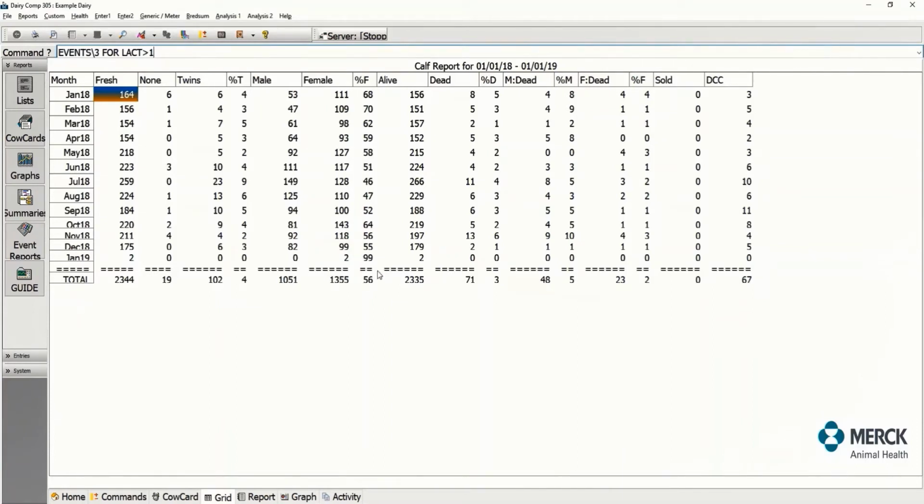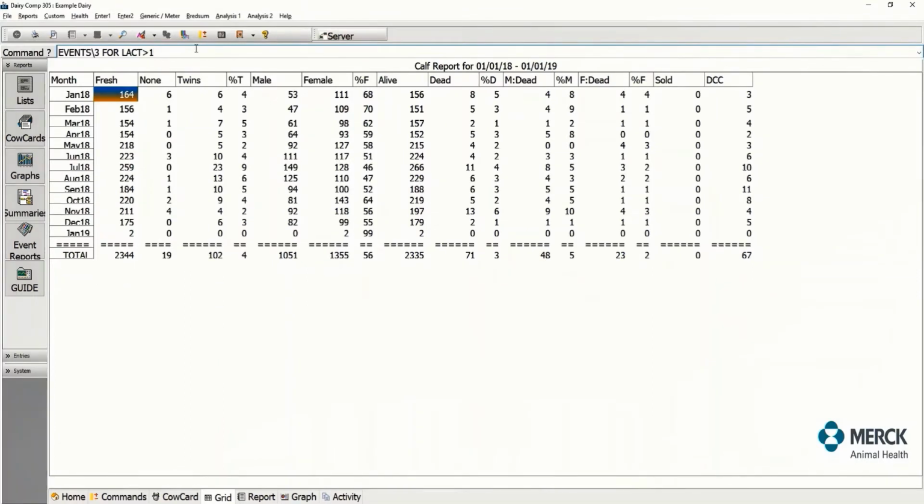Another way for you to further explore the percentage of stillbirth is to focus on what type of sire was used to breed these cows, whether it was sex semen, conventional semen, or even beef semen. What is the percentage of stillbirth according to the type of semen that you use in the dairy? So basically you go back to the command line and type events \3 for previous sire conception greater than 511 age.